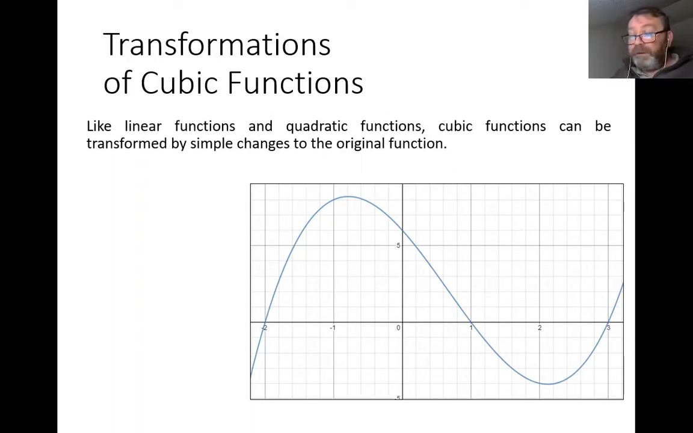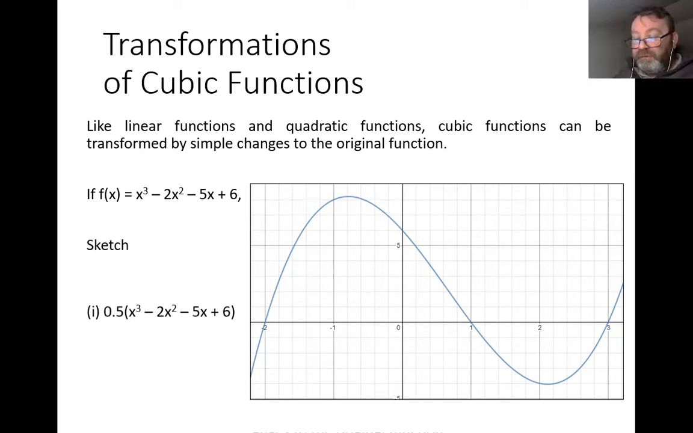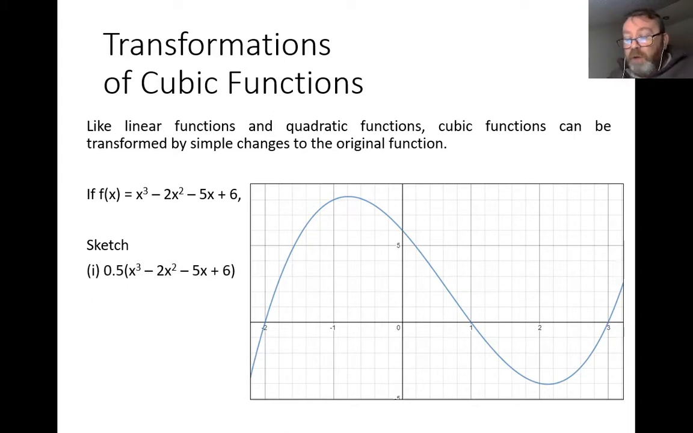So let's take this one here. f of x is x cubed minus 2x squared minus 5x plus 6. So there it is. I've already drawn it. That's the one in the blue line. And then it says, sketch the following. Sketch 0.5 times the original function. Now, there's two things going to happen here. First of all, these numbers are going to be halved. So you could end up with 0.5x cubed at the beginning. And here's the key thing. Go to the end. Half of 6 is 3.